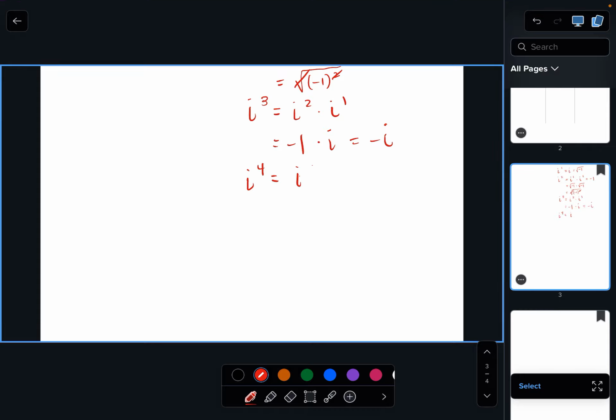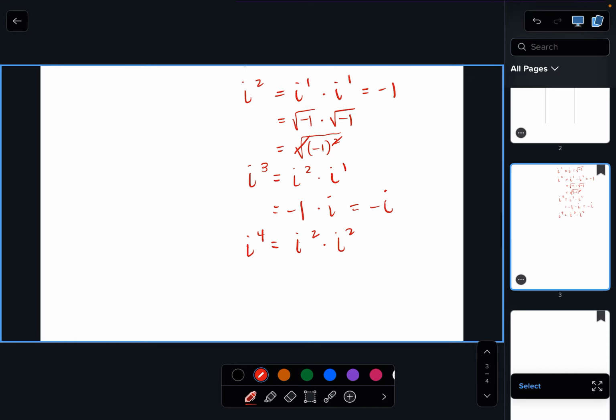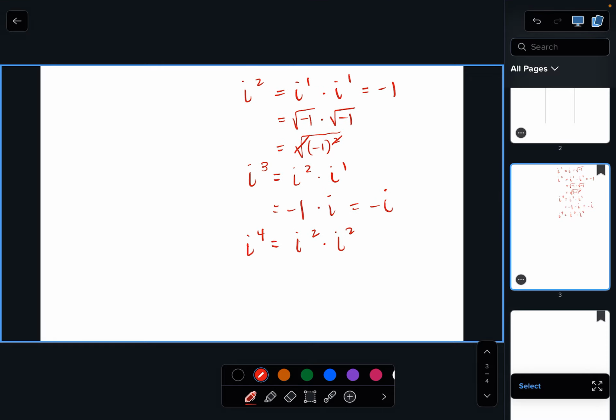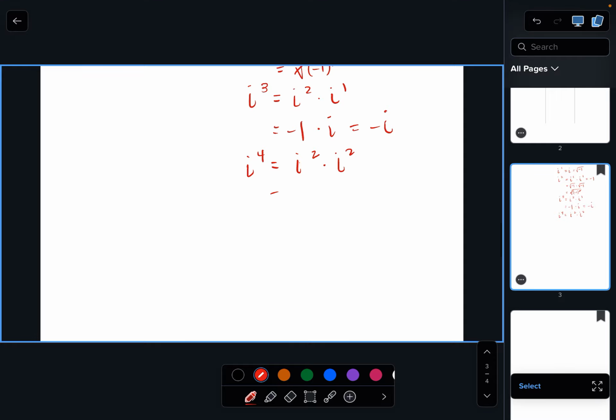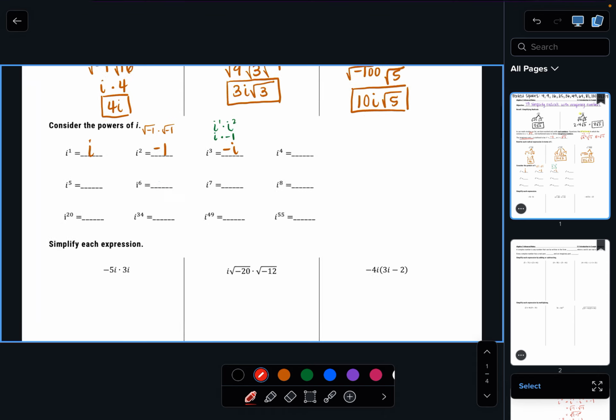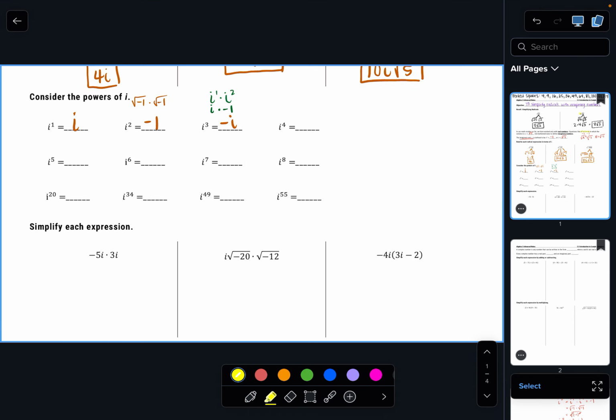How can I write I to the fourth? I squared times I squared. What is I squared equal to? Negative 1. So I'm going to have negative 1 times negative 1. That makes sense. What's negative 1 times negative 1? 1. There we go.